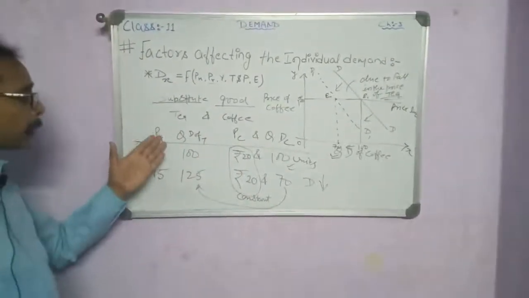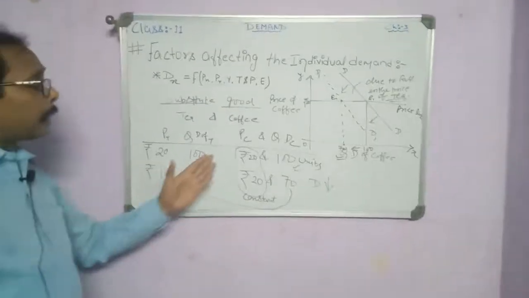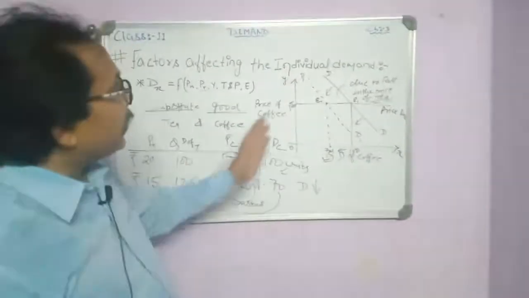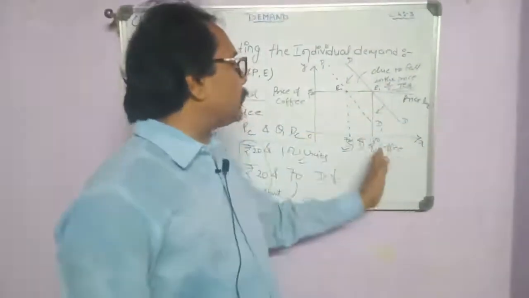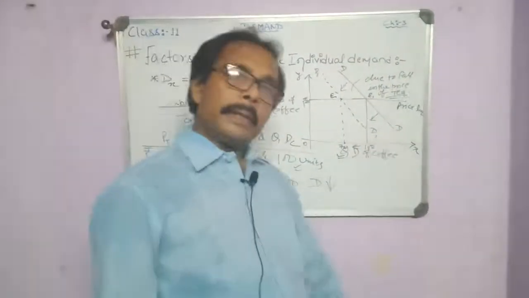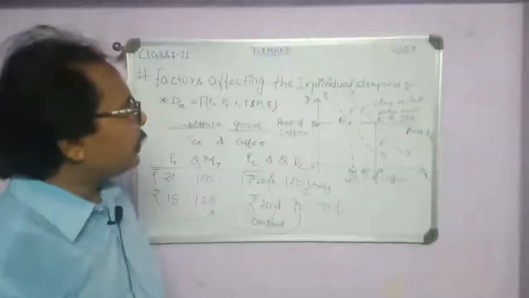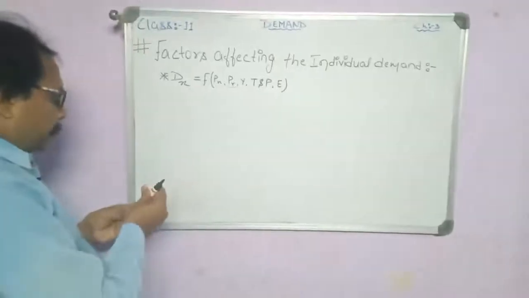If here the price of the tea increases and the price of the coffee is constant, in that case the demand curve will shift rightwards and the demand of the coffee will increase. Okay, is it clear?